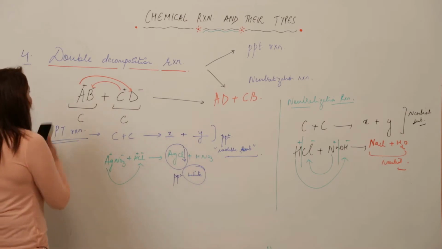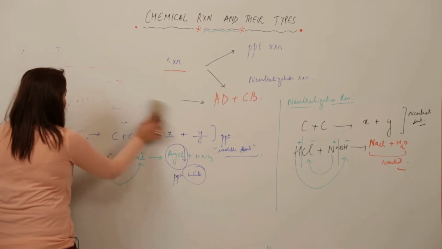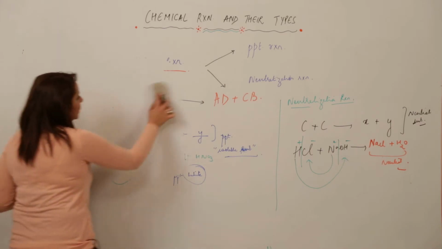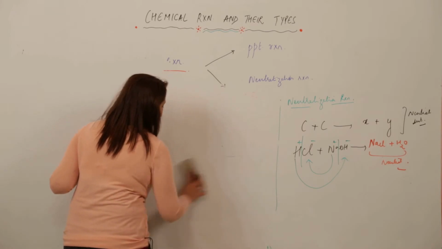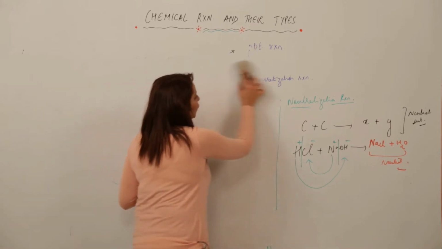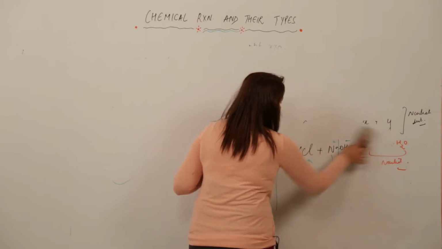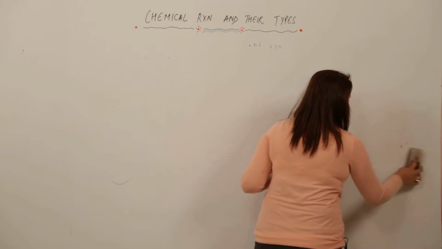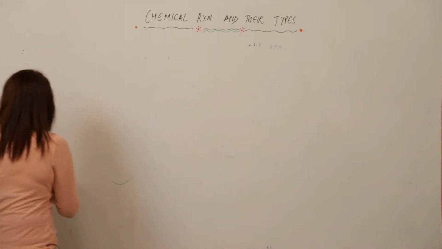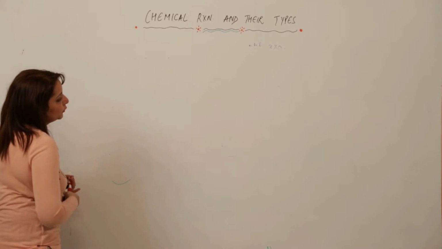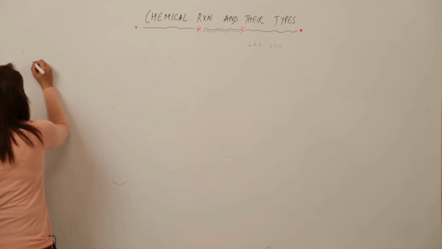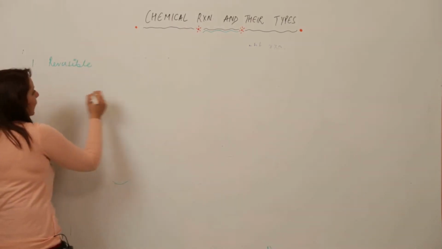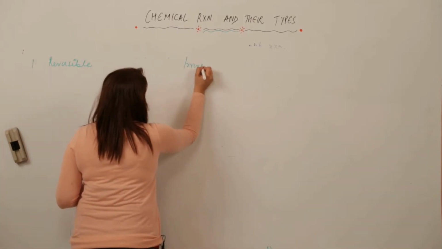Now we will be taking up another kind of reaction, that is, the irreversible and reversible reaction. That means how the reactants can form the product and how the product can form the reactants. On that basis we have two more kinds of reaction, the reversible reaction and the irreversible reaction. I am writing it for you, just look at the board carefully. So we have reversible and irreversible reaction.